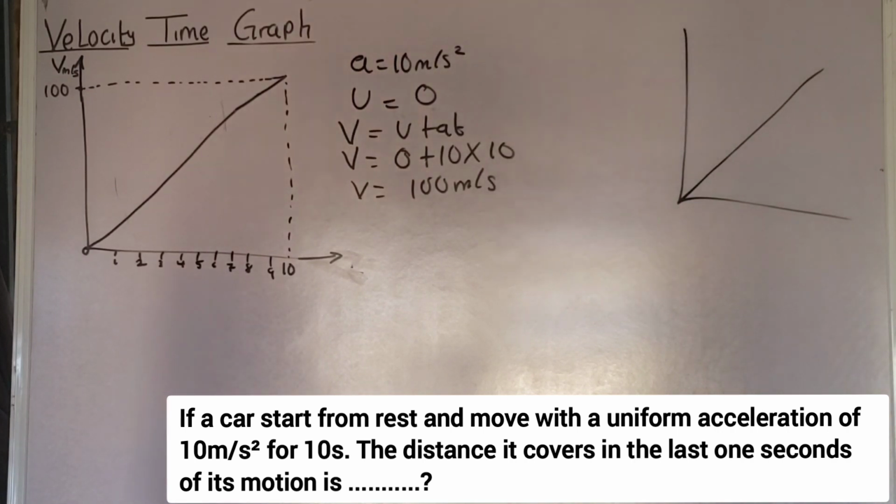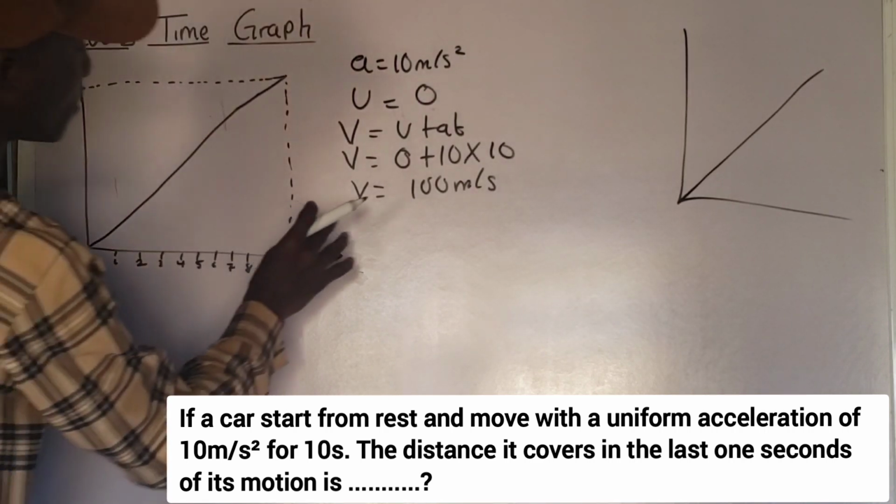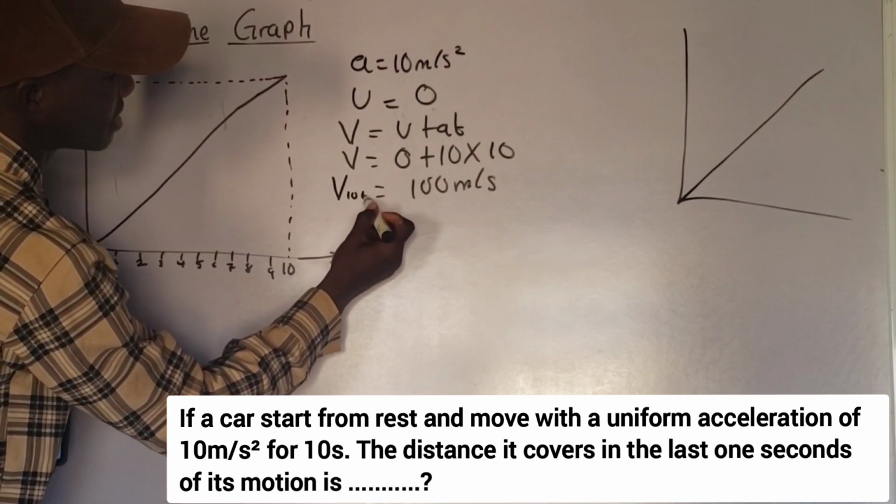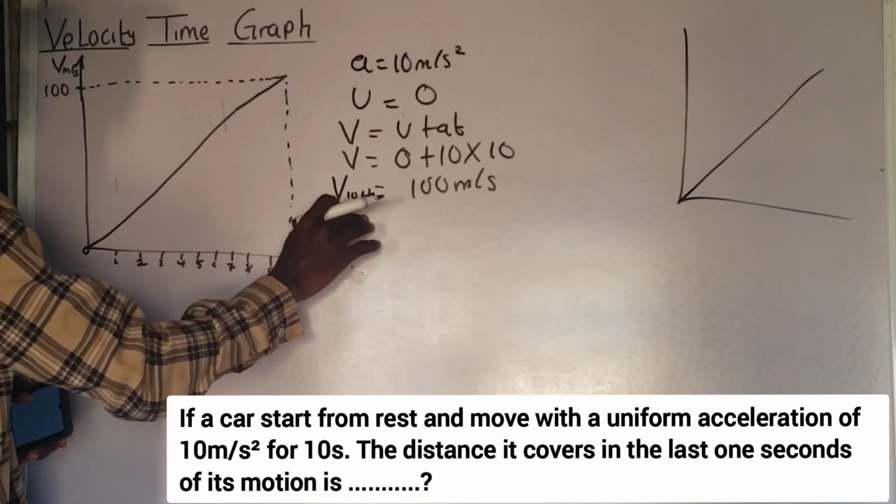So I will calculate the distance for the 10th second separately. I will calculate the distance of the 9th second separately. Then I'm going to take their positive difference. That will be the distance covered in the last second. Now, this velocity is the velocity attained in the 10th second. V 10th. This is the velocity that is attained in the 10th second.